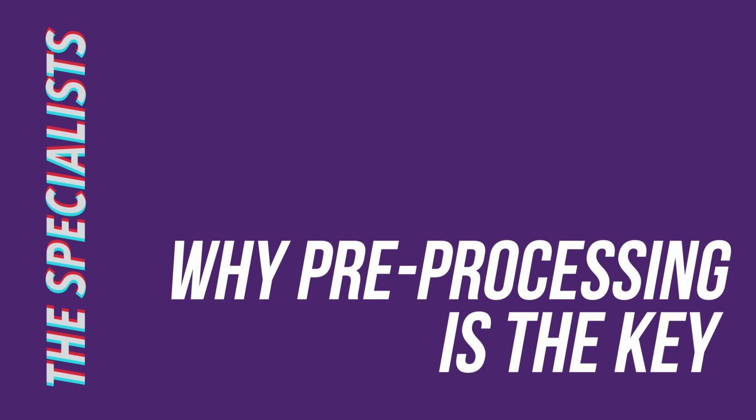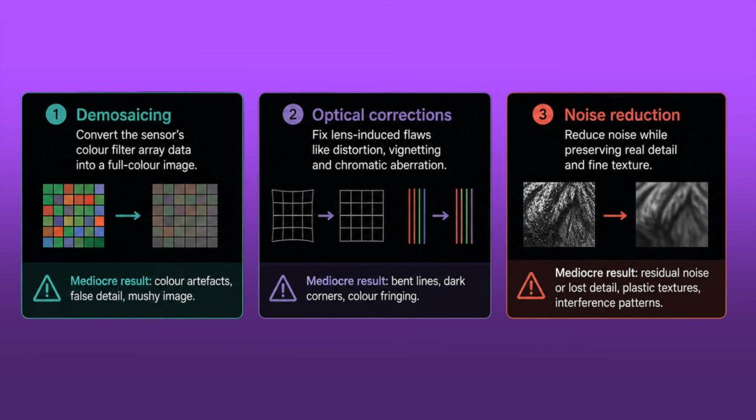Here are the details. A fundamental issue with certain RAW editors is that they do a mediocre job of the 3 things that happen before you even touch a slider. Demosaicing the sensor data into an actual image, correcting for the optical flaws in your lens, and reducing noise without turning fine detail into interference patterns.